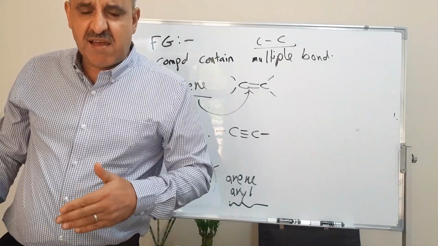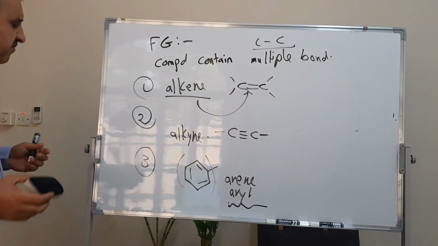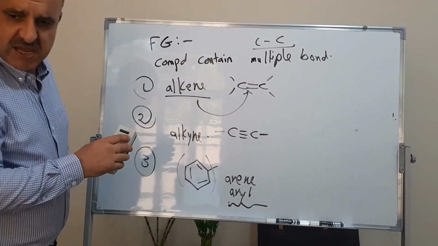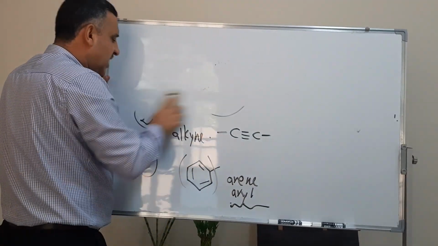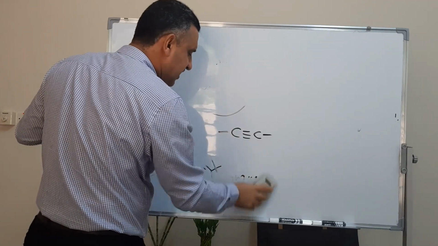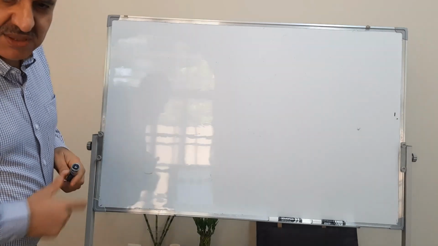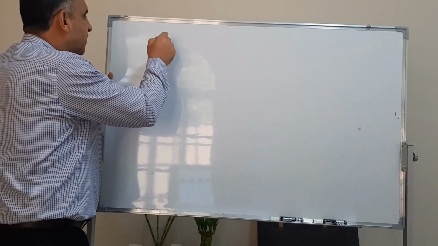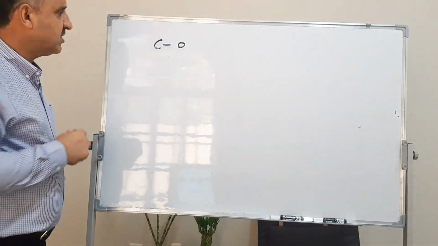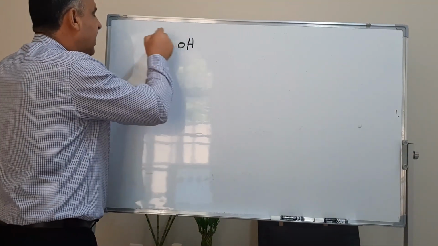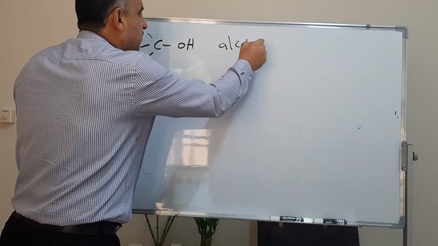Now, if we have oxygen attached in a compound, then we will have a group of functional groups, as you see in slide number 5. Whenever the carbon is attached to oxygen single bonded, now we are not talking about oxygen carbon double bonded, so we have carbon oxygen. The first group, let's talk about the alcohol. If we have carbon attached to OH, then we have alcohol.